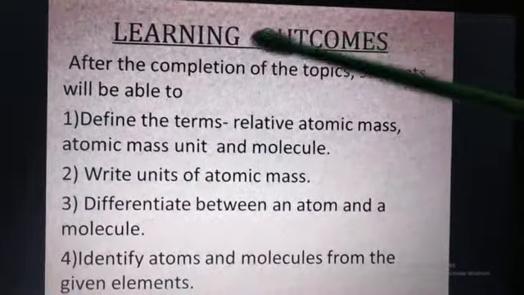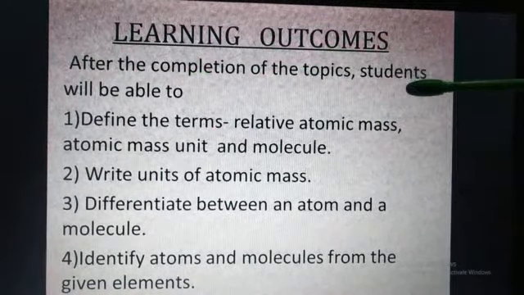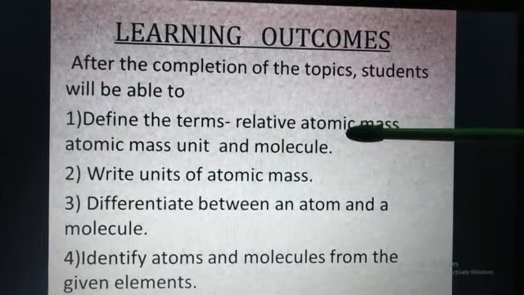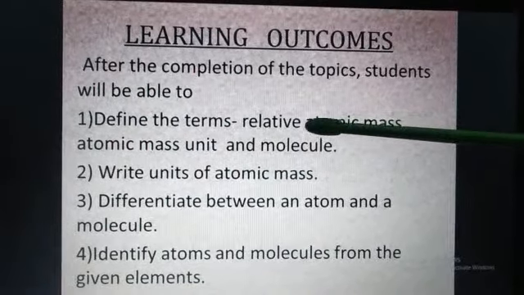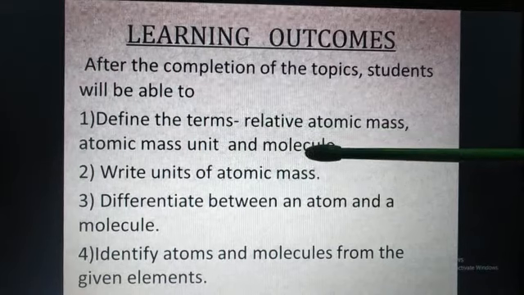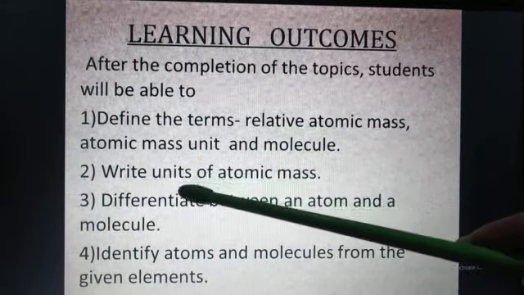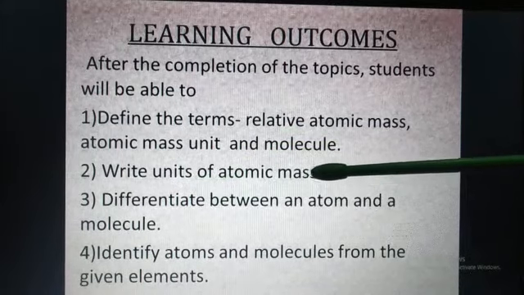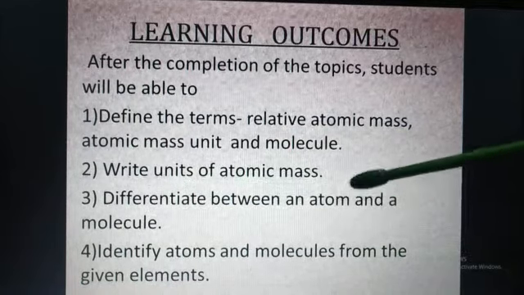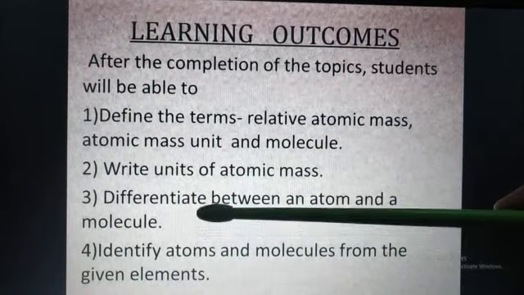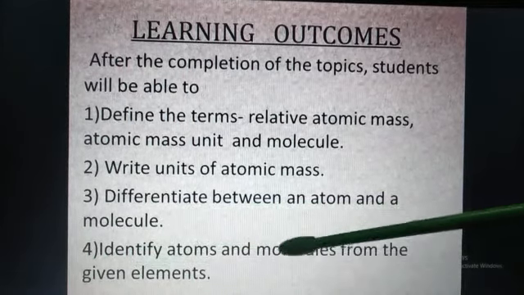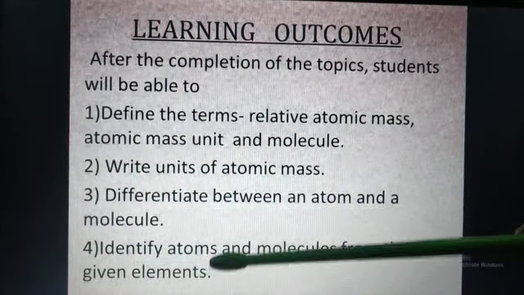Learning outcomes. After the completion of the topics, students, you will be able to: number 1, define the terms relative atomic mass, which is average mass of an atom, atomic mass unit, which is unit of atomic mass, and molecule. Number 2, write units of atomic mass, which is U, unified mass. Number 3, differentiate between an atom and a molecule depending upon their independent existence. Number 4, identify atoms and molecules from the given list of elements.